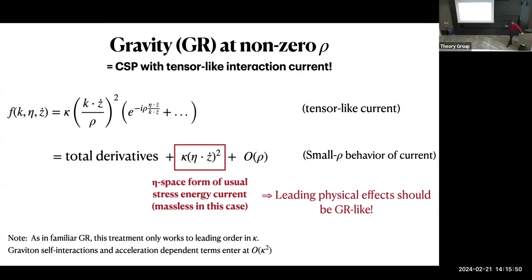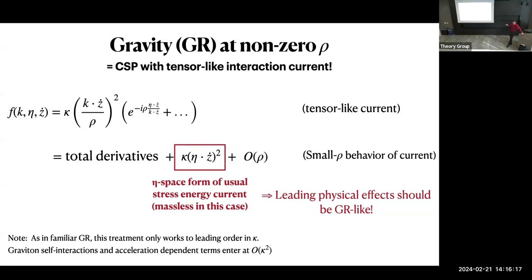So you should expect to get leading physical effects that are GR-like in the limit that rho goes to zero. There's no other option here. You're also going to get problematic UV behavior, but it's no different than what you get in GR. In fact, it's identical to what you get in GR in the UV. I'll just make an aside: this treatment only works to leading order in kappa, because graviton self-interactions and acceleration-dependent terms are important at order kappa squared.